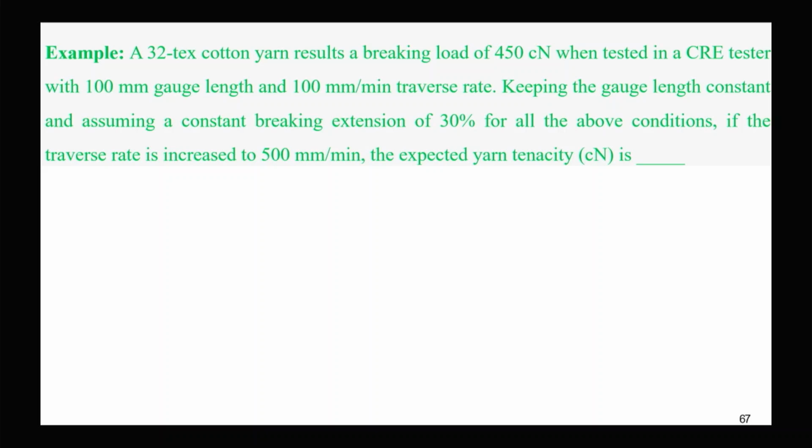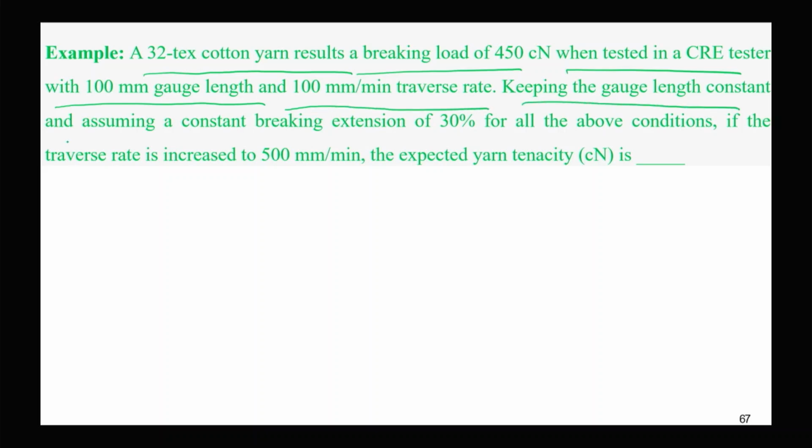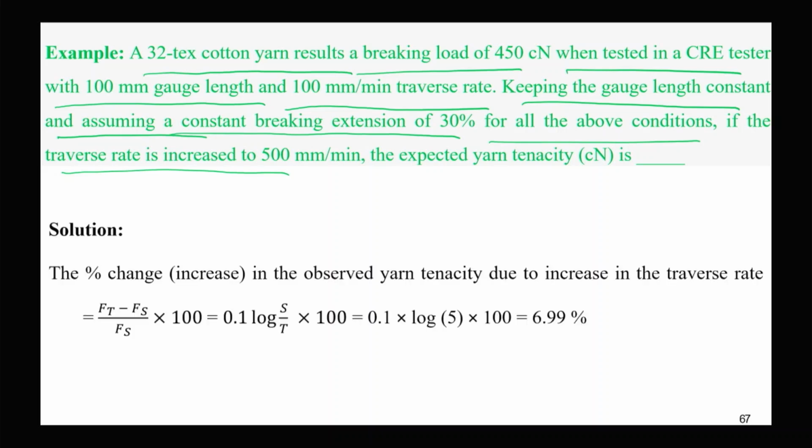Next one: a 32 tex cotton yarn results in a breaking load of 450 centinewton when tested in a CRE tester with 100 millimeter gauge length and 100 millimeter per minute traverse rate. Keeping the gauge length constant and assuming a constant breaking extension of 30% for all conditions, the traverse rate is increased to 500 millimeter per minute. It is the same kind of numerical, so we are not going to discuss it in detail. So S by T will become 5.